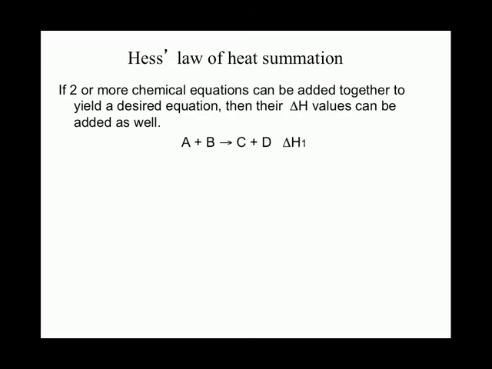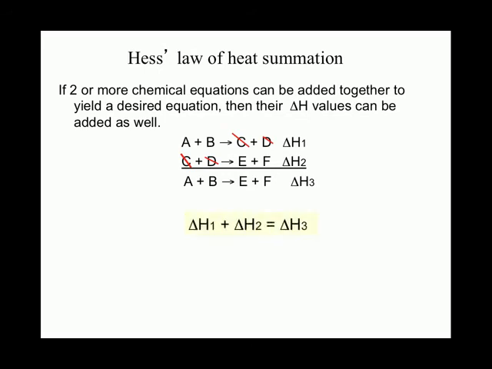Now here's my example. If we have an equation, A plus B yields C plus D, delta H, let's say 1 for that. Now we have a second equation. Notice that C and D are the products of the first equation, while C and D are the reactants of the second equation. Now, I can cancel things out that are both produced and then used up. So I can cancel out C and D from both sides. And then if I bring down what's left, I have a new equation with delta H value, I'm going to call it delta H3. So therefore, delta H1 plus delta H2 equals delta H3.